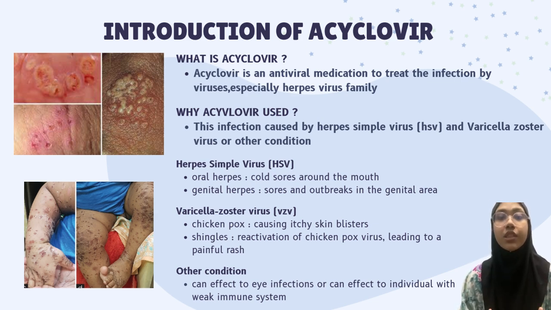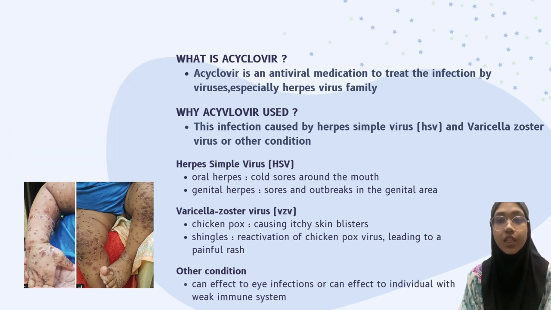Acyclovir can also be used in other situations, such as eye infections. The herpes virus can infect the eyes, leading to irritation or damage if untreated. Another is a weak immune system. People with a weak immune system, such as those undergoing chemotherapy or living with HIV, are more vulnerable to severe infection. Acyclovir helps to prevent or manage this infection.